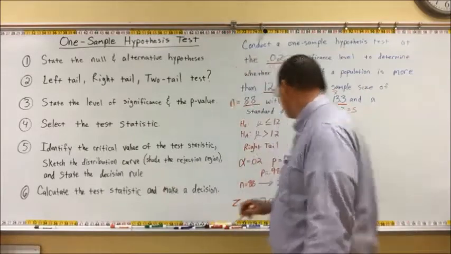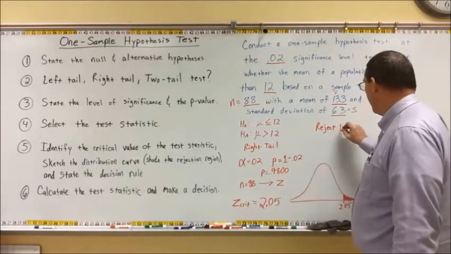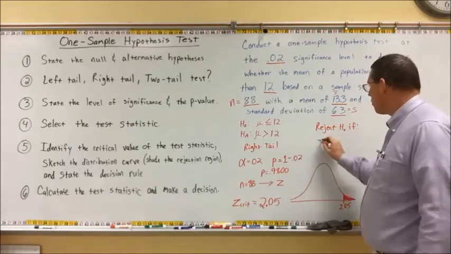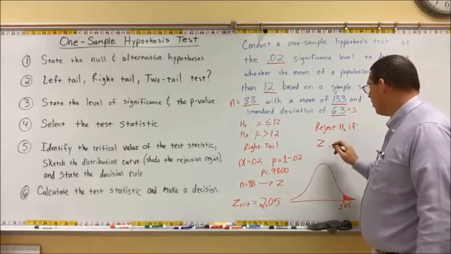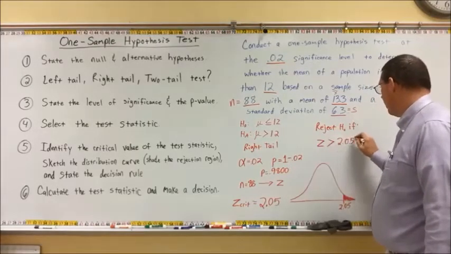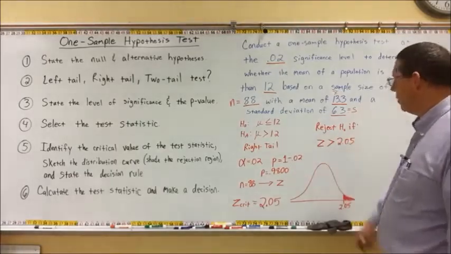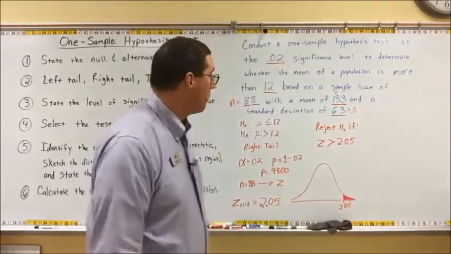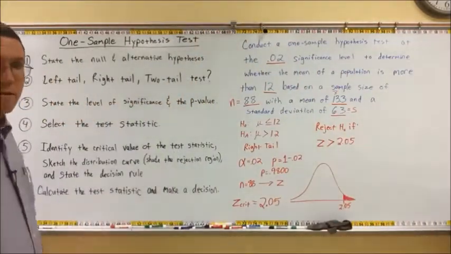And now we need to state our decision rule. Our decision rule is going to be reject H sub O if what? If our z-statistic is greater than 2.05. And we only have one condition for the decision rule because it's a one-tail test, a right-tail test. Okay? Last step here says calculate the test statistic and then make a decision.